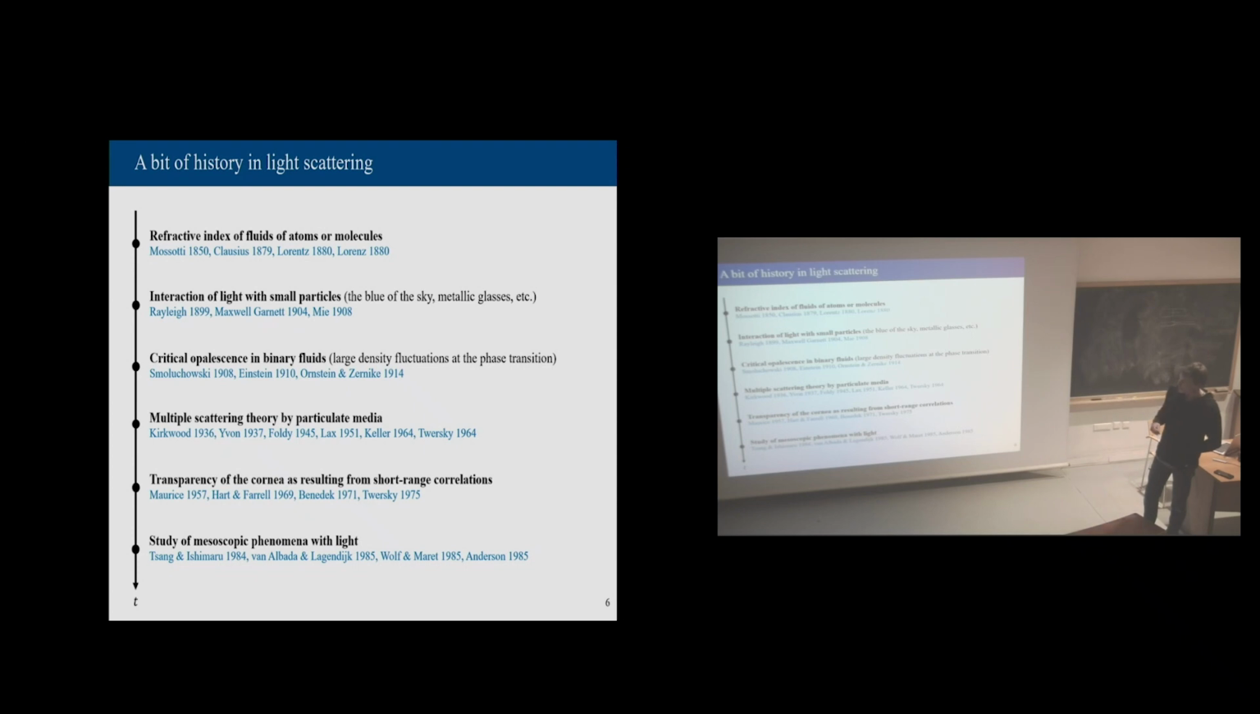And finally, in the 80s, the study of mesoscopic phenomena with light started, and this has been discussed quite a lot already in this school. I will not come back to that, but this includes Anderson localization, random lasing, weak localization before that, and so on.